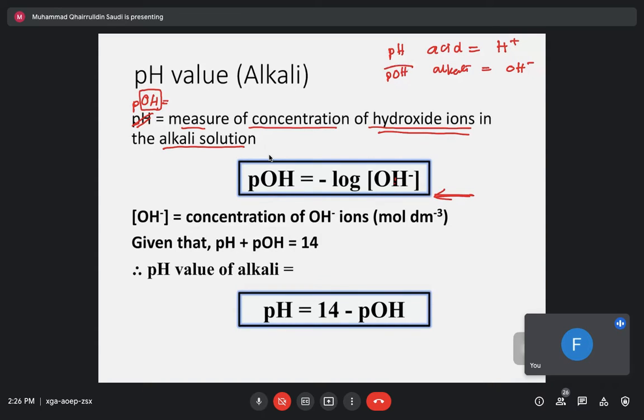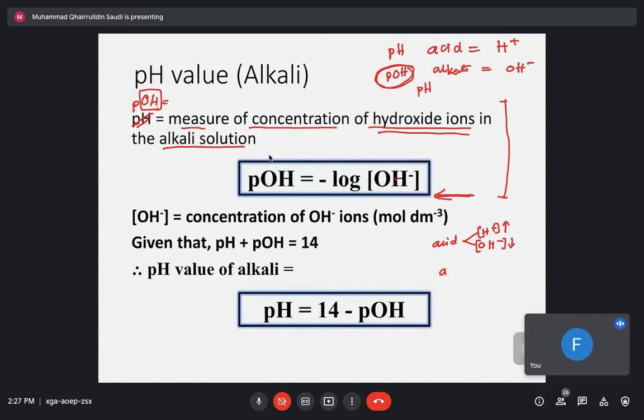Tapi kita tak selalu jumpa pOH. Kita tak selalu jumpa pOH untuk alkali. Kita gunakan pH juga untuk alkali. Okey, kenapa? Sebab lagi senang untuk kita tengok bila dia dalam satu value yang sama. Okey. Kenapa lagi satu? Disebabkan oleh dalam acid, bila dia ionize in water, dia masih ada hydrogen ion. Dia akan ada juga hydroxide ion. Cumanya hydroxide ion dia punya concentration is lower. Hydrogen ion punya concentration higher.